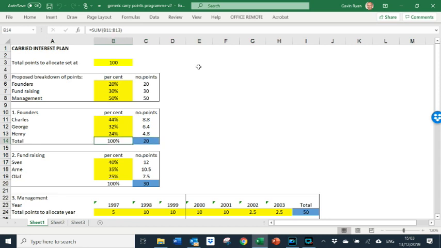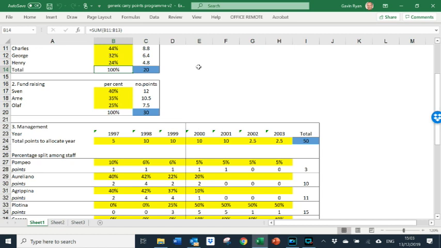Then I get to the points which are for the fundraising, and I've called the fundraisers Sven, Arne and Olaf. So Sven gets a bit more, Arne gets a tiny bit less, and Olaf 25%. So Sven gets 12 points, Arne gets 10.5, and Olaf 7.5, and that adds up to 30.